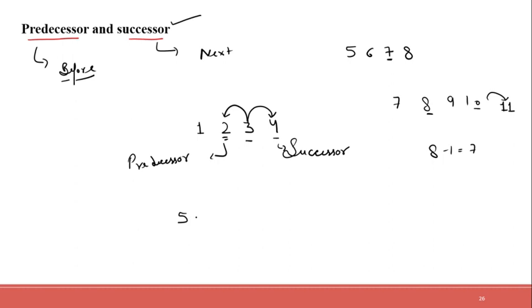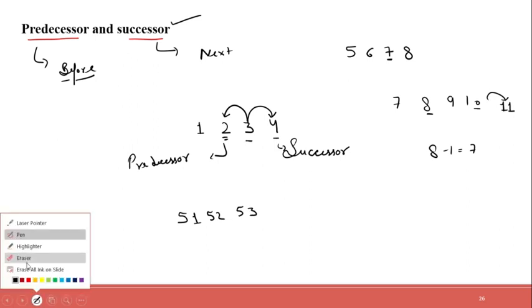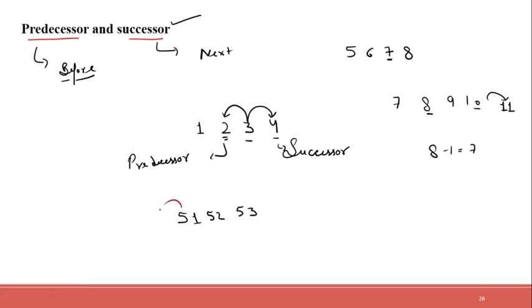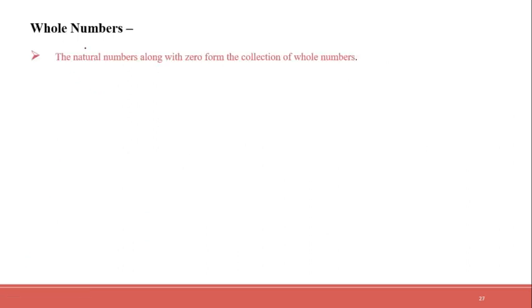So tell me, what is the successor of 52? It will be 53. And what will be the predecessor of 51? It will be 50. As simple as that. Got it? Let's move to next one. So here we come to whole numbers. Let's first read the definition.